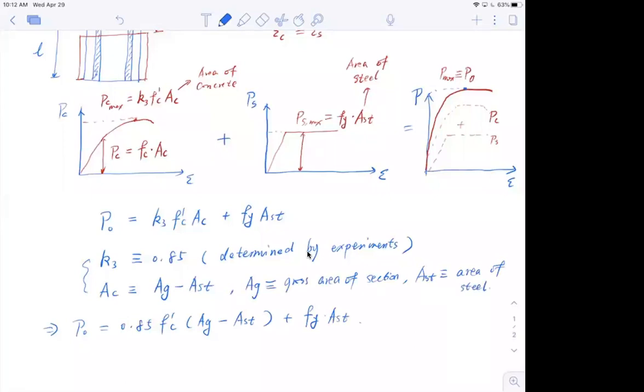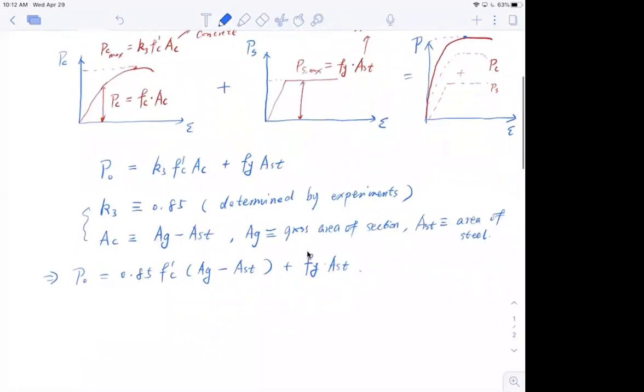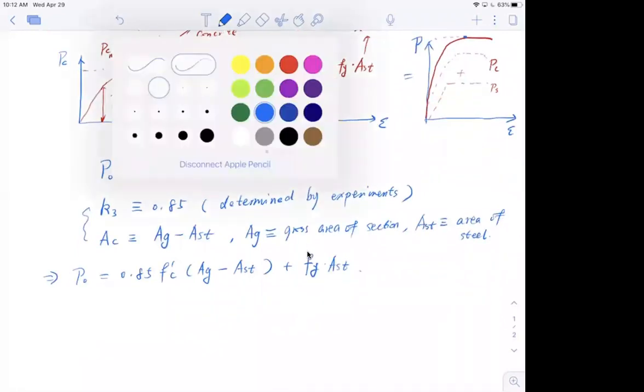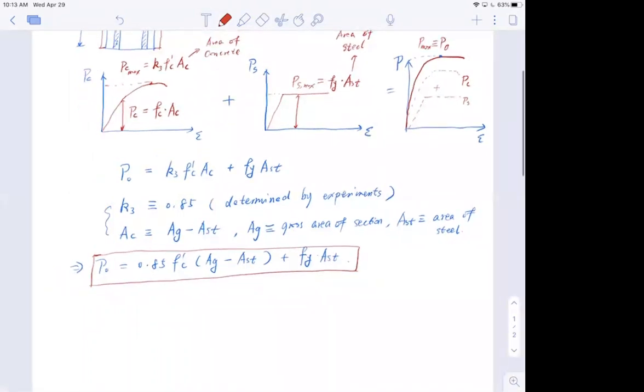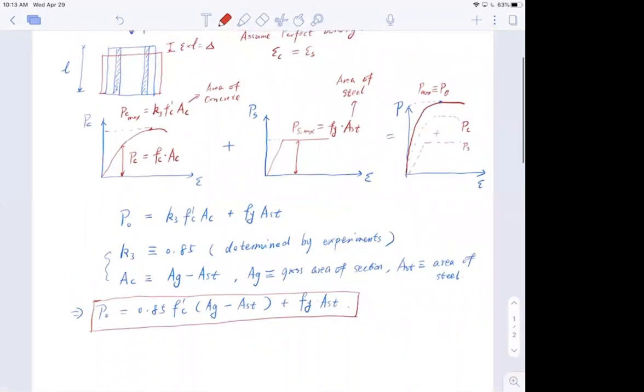Okay, so you can see that this is essentially the nominal load the short column can carry, and it has both the concrete component and the steel component. Okay? So this is not bad at all. It's actually straightforward. Right? So for a short column that barely has only compression, we can just go ahead and do this.